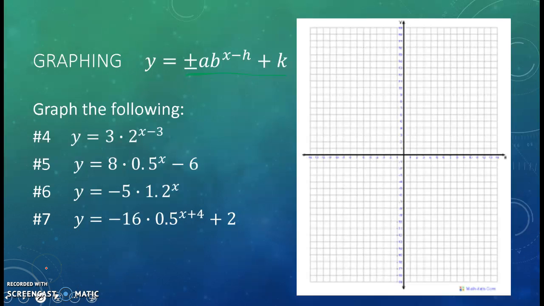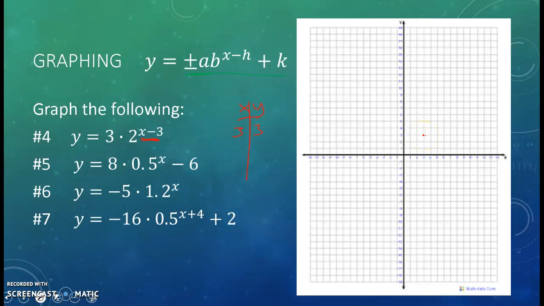So I'm going to start with number 4. Number 4 is kind of like what we did in number 1. We had 3 times 2 to the x. But what happens if we take that x and we subtract 3 up here first? When we were graphing this the first time, we had a point at 3, but we plugged in a 0 to get that 3. Well, now in order for this to be equal to 0, our x value is going to have to be 3. Because if I plug in 3, 3 minus 3 is 0, and then 2 to the 0 is 1, 3 times 1 is 3. So we're going to have a point right here at the point 3, 3, which is here.